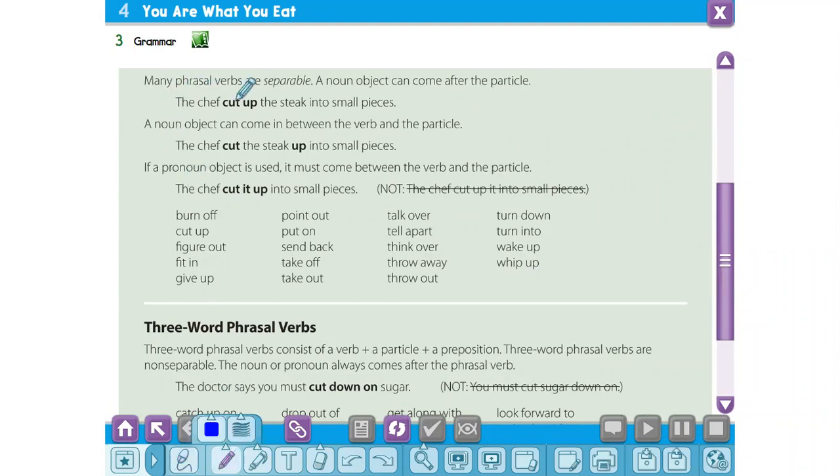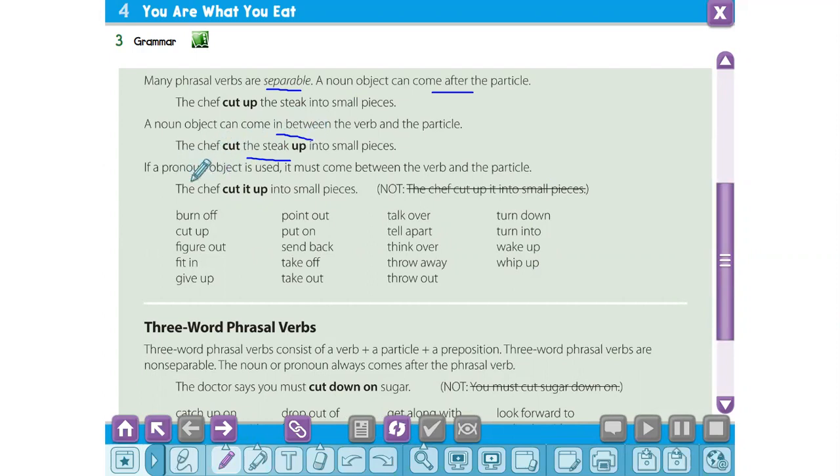Many phrasal verbs are separable. A noun object can come after the particle. For example, the chef cut up the steak into small pieces. A noun object can come in between the verb and the particle. We can say the chef cut the steak up into small pieces.